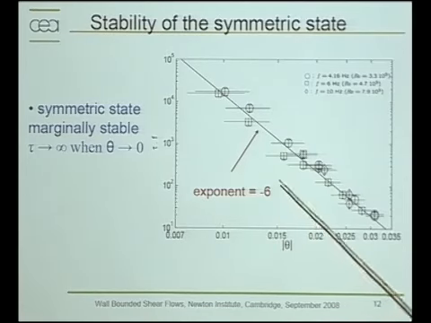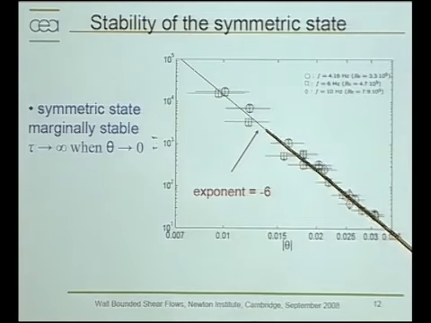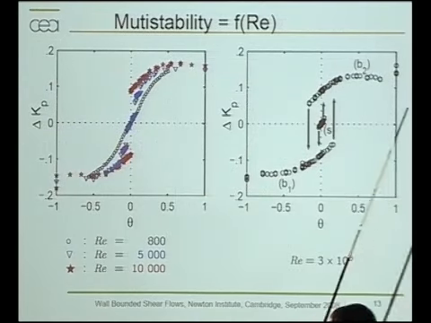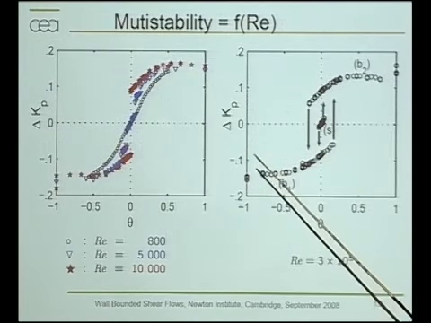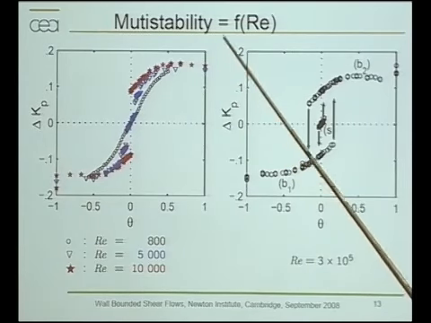So this means that the symmetric state is marginally stable. That means that this characteristic time is going to infinity when theta is going to 0. But what was very strange for us, as experimentalists, is that the exponent is -6. This is very unusual in this kind of experiment.